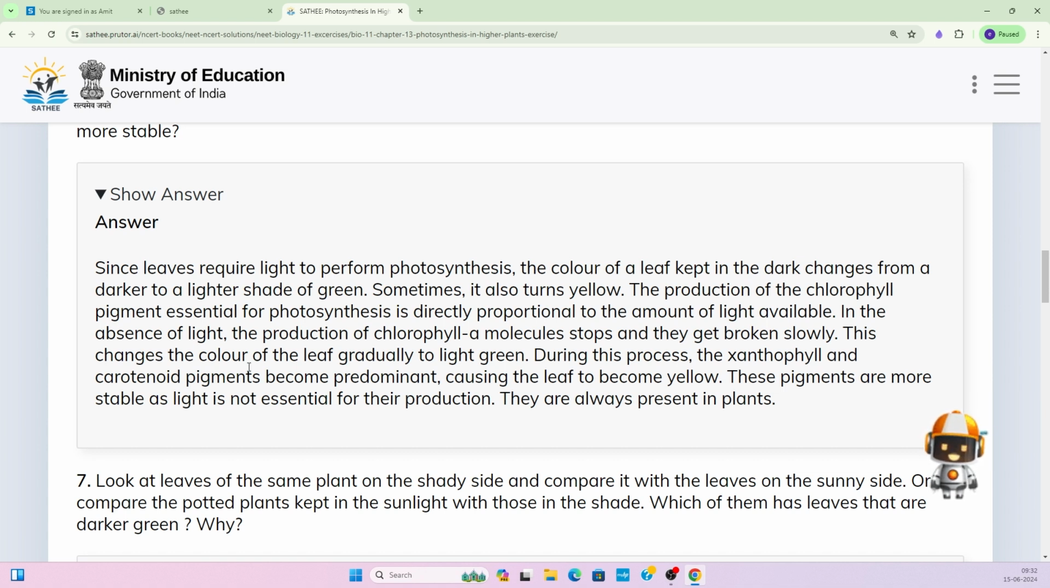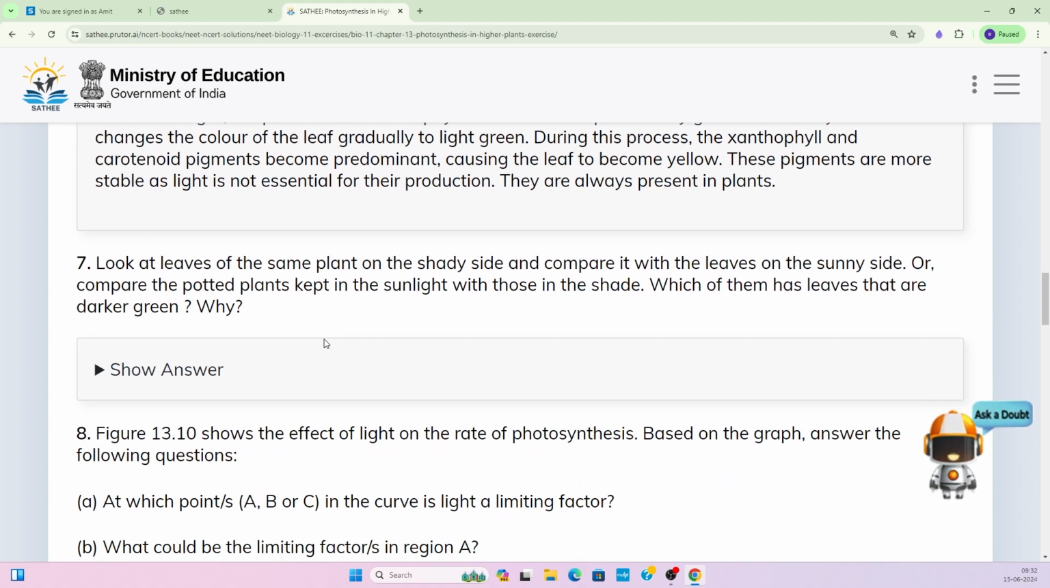Okay, so these pigments are more stable as light is not required for their production. So they are always present in the plant. So these xanthophylls and carotenoids are always present in the plants as well. After that, the next question comes here.